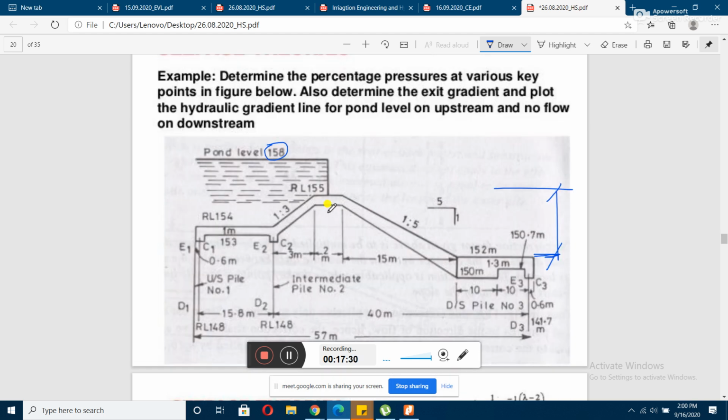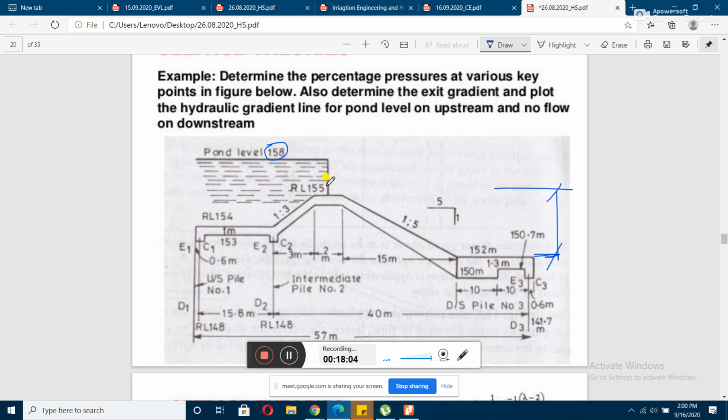Okay, so look at this problem. We have to determine the percentage pressures at various key points. Also determine the exit gradient and plot the hydraulic gradient line for pond level on upstream and no flow on downstream. You can see that the problem tells us there is no flow on the downstream side, so there is no seeping of water out here.